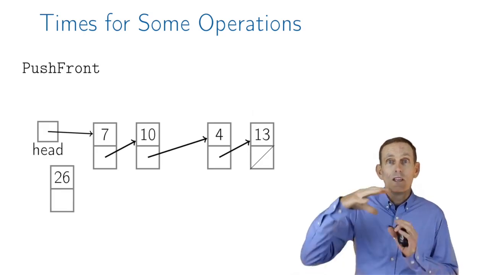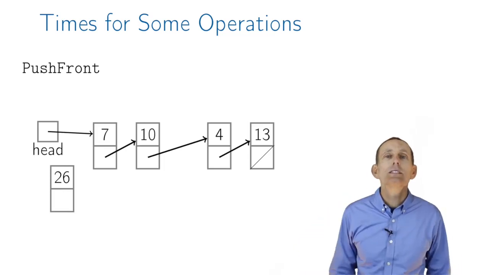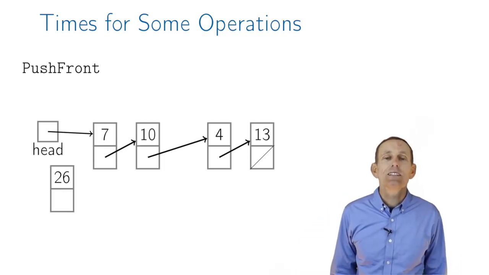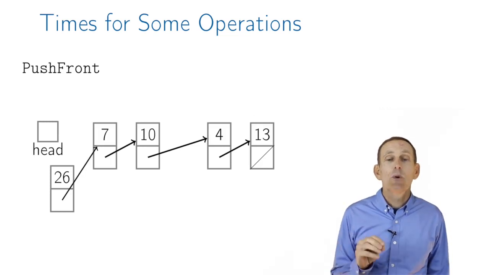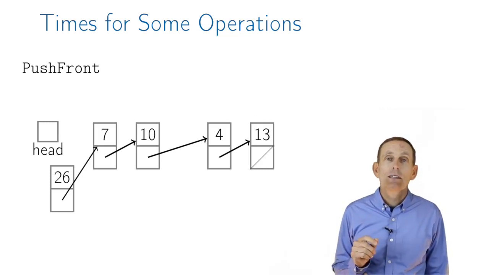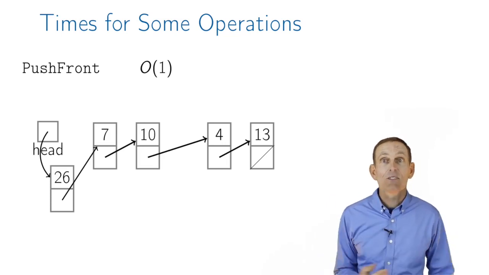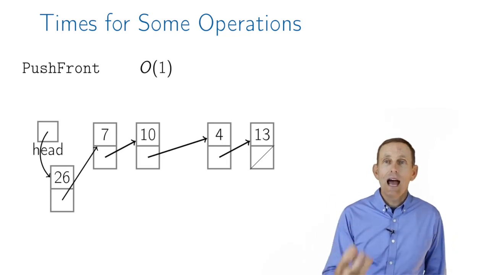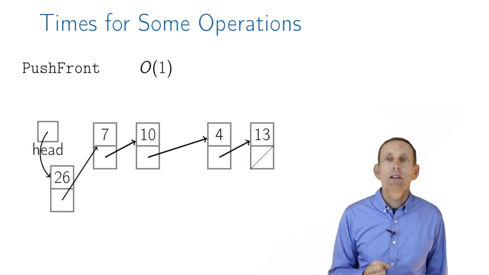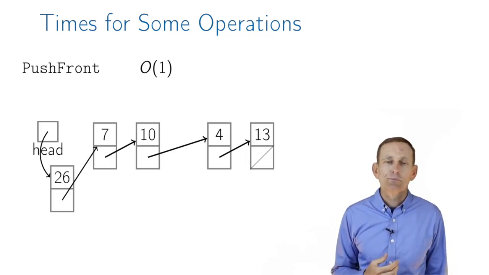So the first thing we do, create a node that contains the 26 as its key. And then we update our next pointer of that node to point to the head, okay, which is the 7 element. And then update the head pointer to point to our new node. And that's it, we're done. So it's order 1. Allocate, update one pointer, update another pointer, constant time.